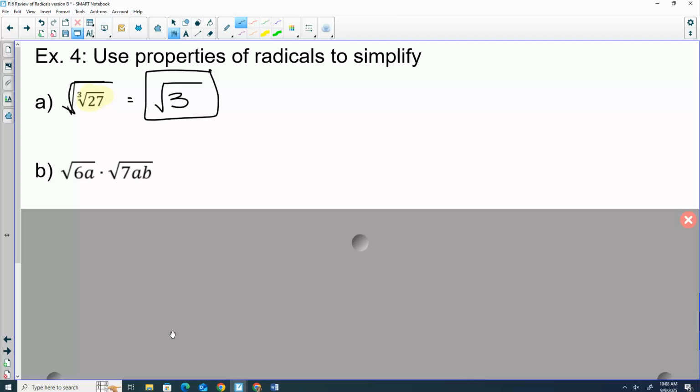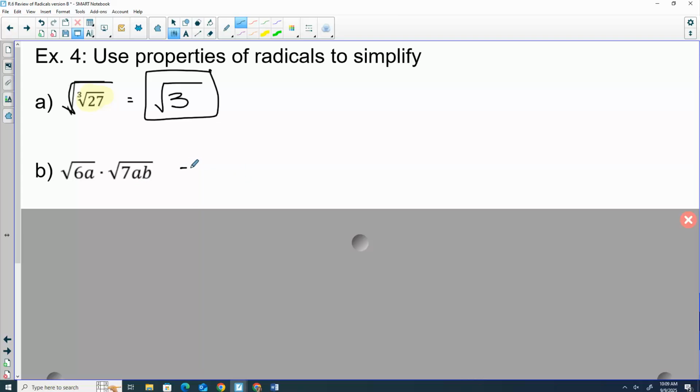If I said the square root of 6a times the square root of 7ab. Okay, if I just start trying to simplify, I can't do the square root of 6. It's not divisible by any perfect squares. I only have 1a. I can't break it down. Same thing over here. I can't break down 7. I don't have enough a's or b's.